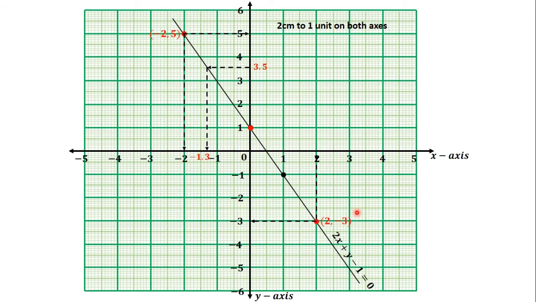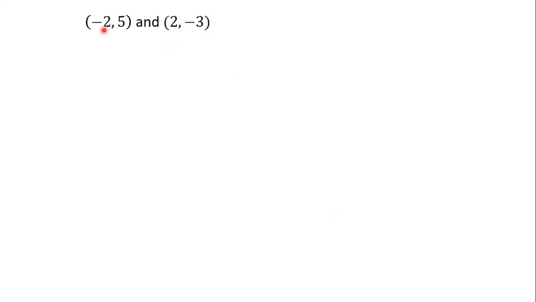Once again, let me stress on the fact that you can pick any point of your choice, except the ones that you have already plotted. So don't pick 1, minus 1 and 0, 1. Apart from these points, you can pick any other point and you still have the same answer. So we have the first point, which is minus 2, 5, and the second point, which is 2, minus 3. Using these 2 points, we can find the gradient of the line.